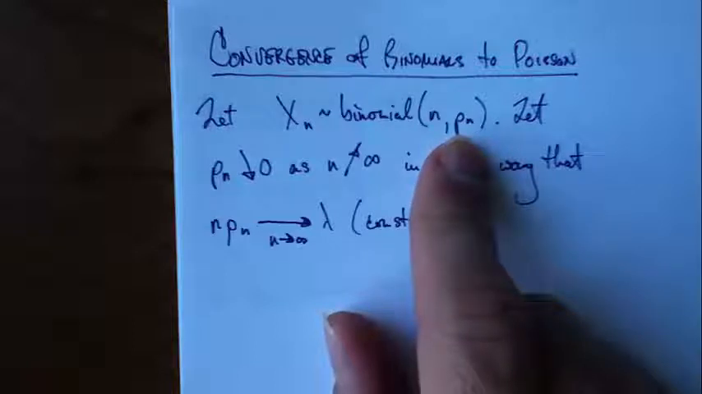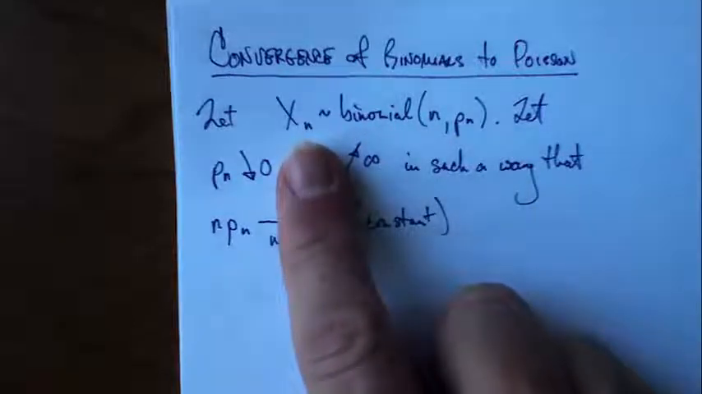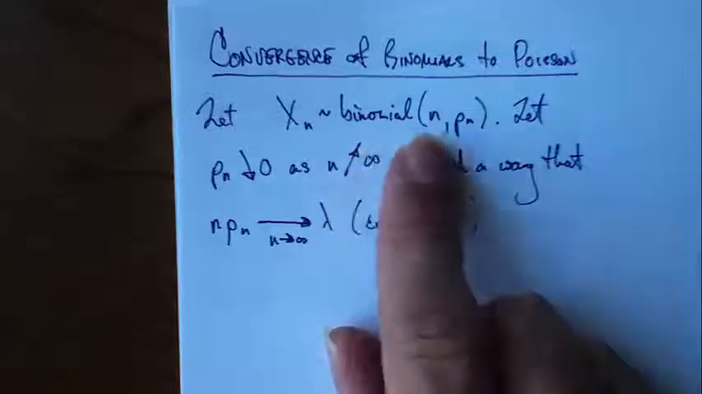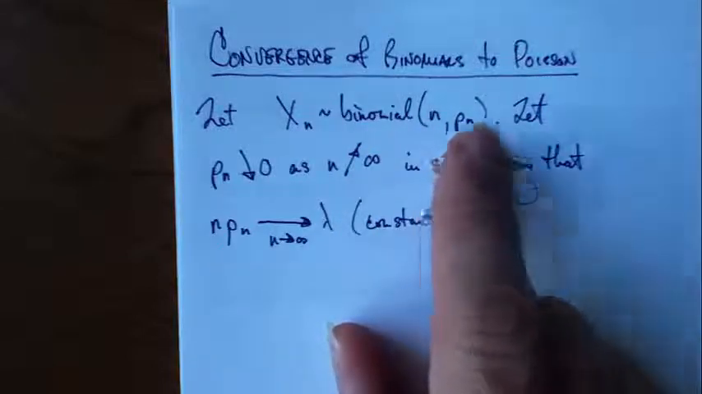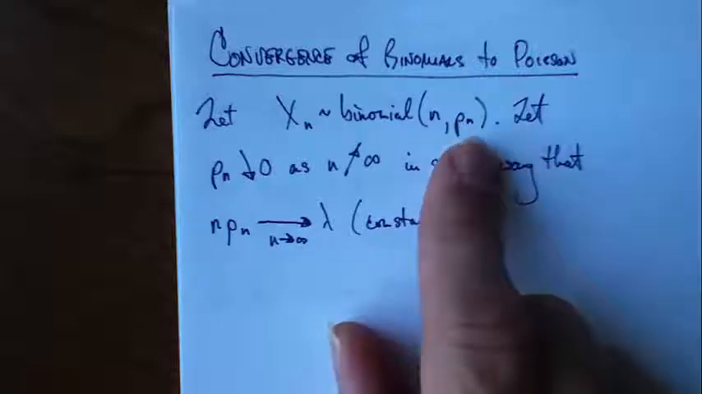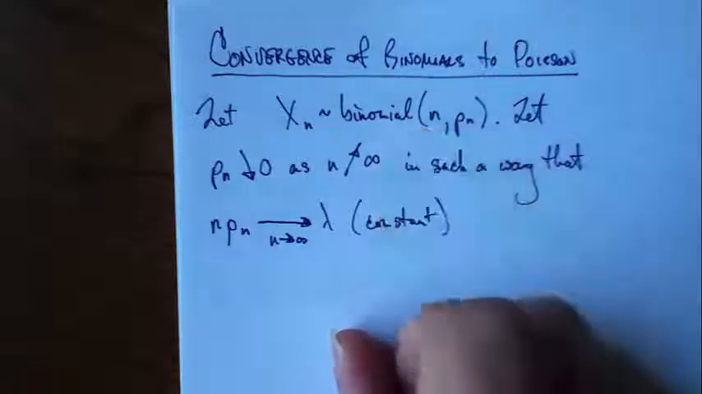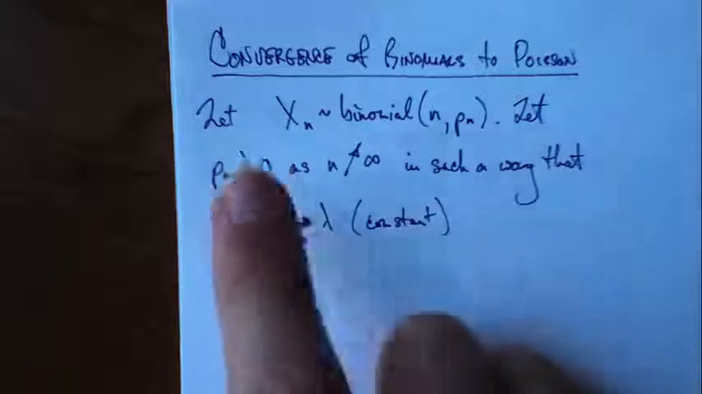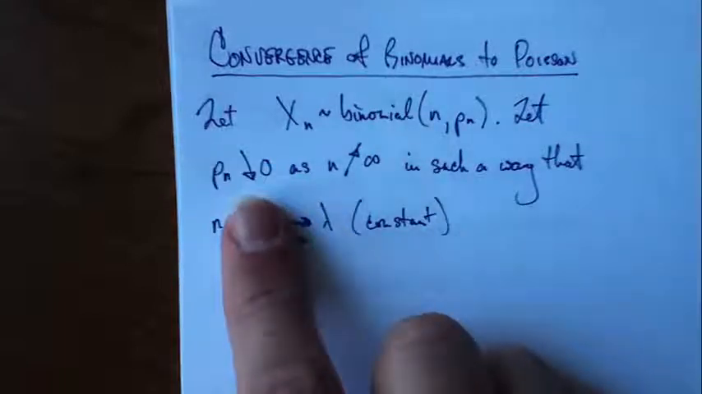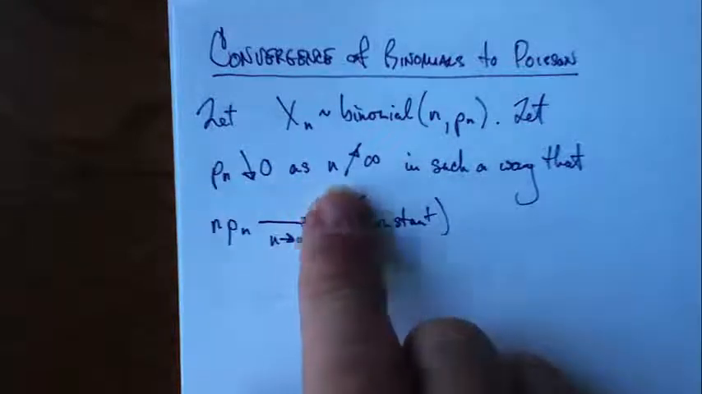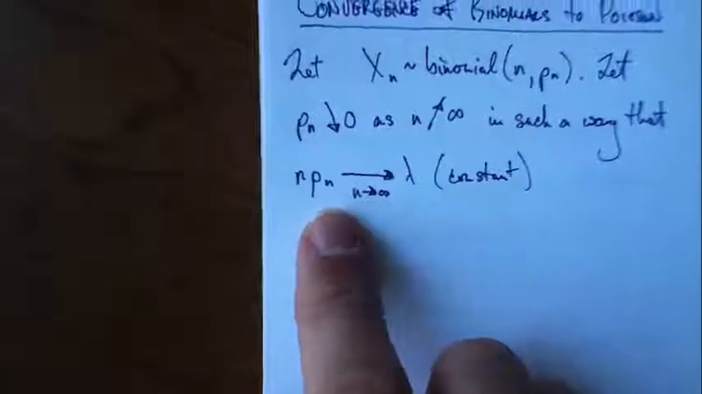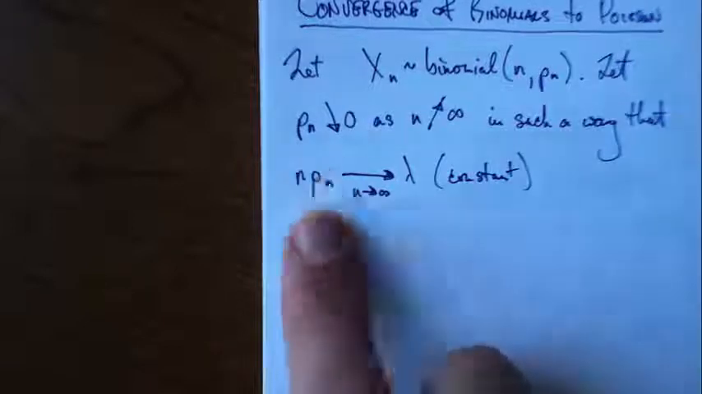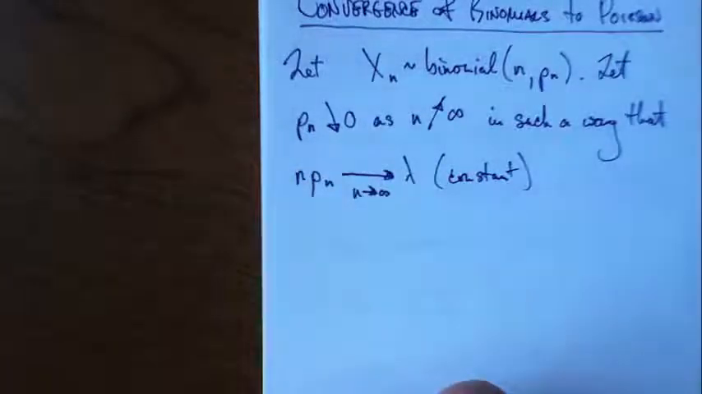Okay, and so let's let X_n be a binomial random variable with n trials and success probability p_n, so that we're letting our success probability depend on the number of trials there. And we're going to let p_n go down to 0 and n go to infinity in such a way that the product of those two goes to lambda, some constant, as n goes to infinity.